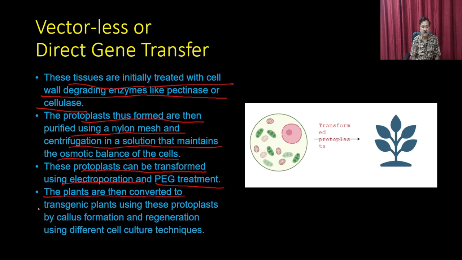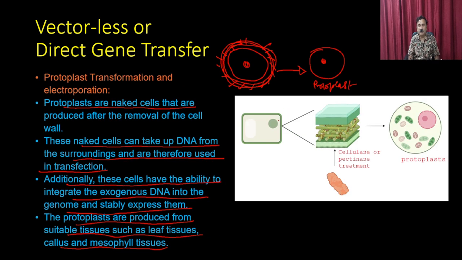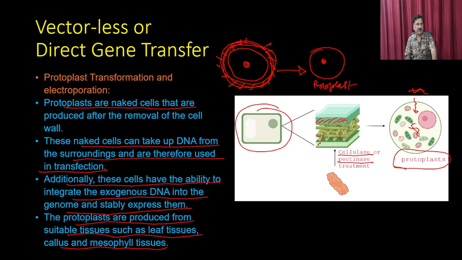The plants are then converted into transgenic plants using these protoplasts by callus formation and regeneration using different cell culture techniques. So, what you do is you take the plant cell, and you do a treatment so that the cell wall is gotten rid of, and that is how you generate the protoplast, right. So, you treat these cells with cell wall degrading enzymes like cellulases, pectinases and lignases, depending upon the composition of the cell wall, and that is how you get the protoplast. And then the protoplast very readily takes up the DNA, and that is how this DNA will enter and integrate into the genome of the plant.